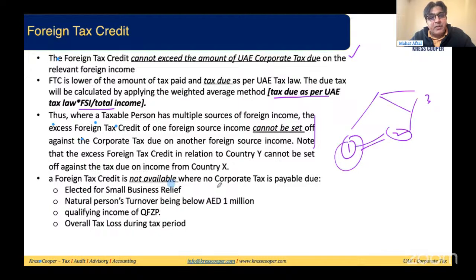Foreign tax credit is not available in small business relief. Natural person turnover less than 1 million, qualifying for region person overall tax loss during the period. So these are the basics. Now, if you are going through the guide questions, these questions will be exactly based upon this understanding.